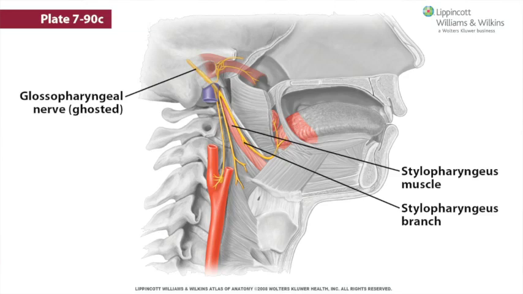The glossopharyngeal nerve continues inferomedially towards the pharyngeal constrictor muscles. The pharyngeal branch leaves and continues with the pharyngeal branch of the vagus nerve to form the pharyngeal plexus. The glossopharyngeal nerve passes between the superior and middle pharyngeal constrictor muscles and terminates in the oropharynx and posterior third of the tongue.